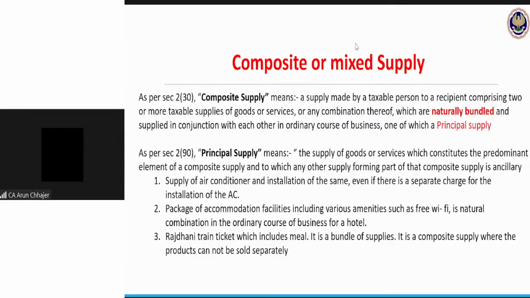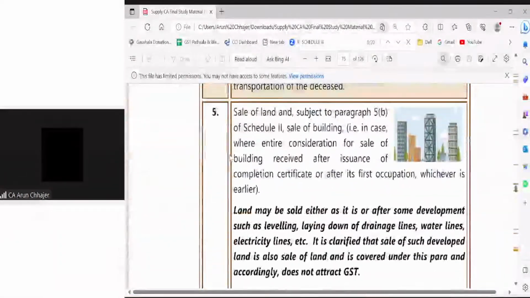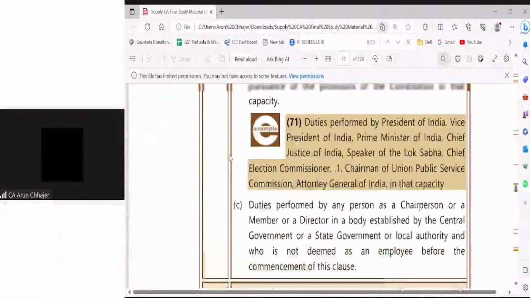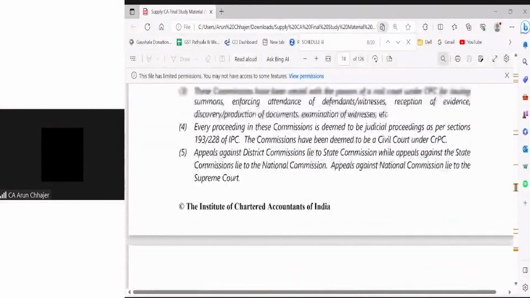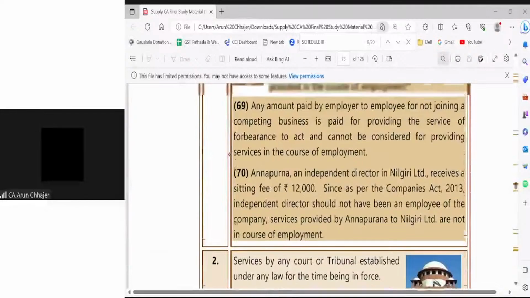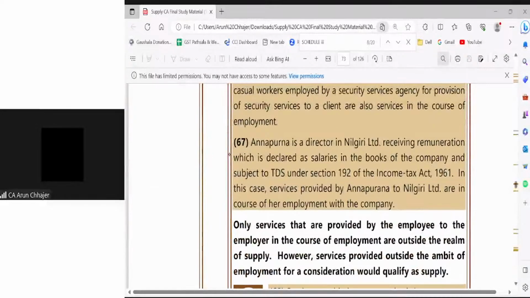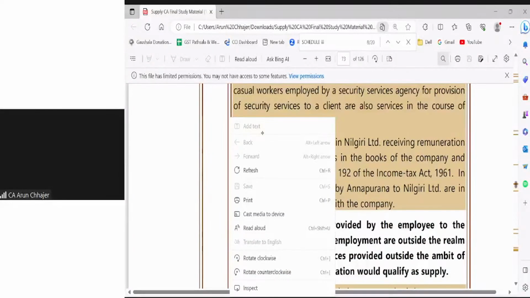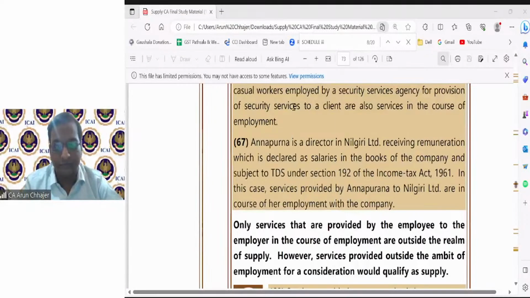So fine, let me move to the study material and then discuss certain clarifications with respect to this schedule 3. I am not reading the example. Yes. Sorry. I think there was a problem in the camera.